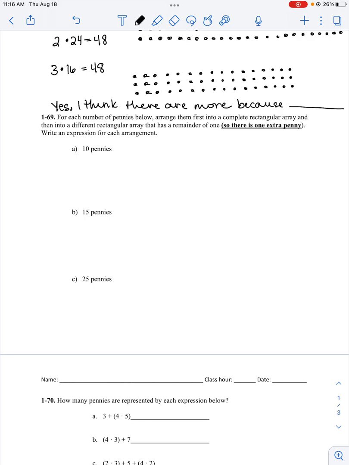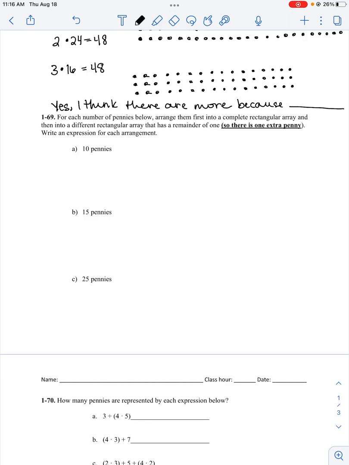Okay. So for number 69, for each of the number of pennies below, arrange them first into a complete rectangular array with no leftovers, and then into a different rectangular array that has a remainder of 1. So there is 1 extra penny. And then we need to write an expression for each arrangement.